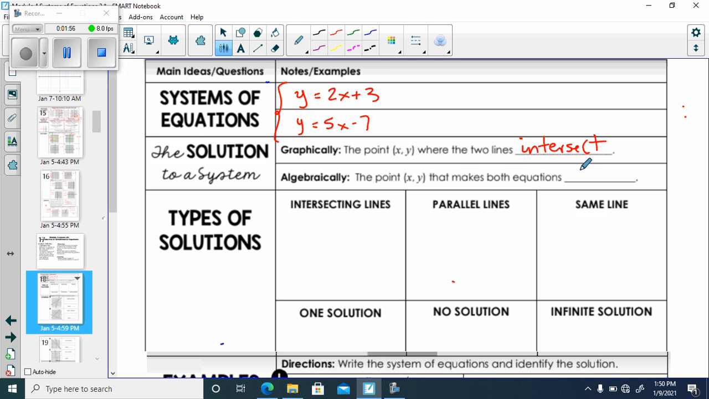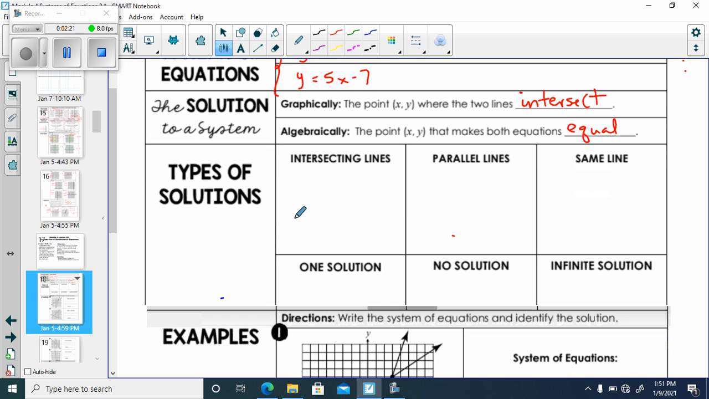Okay? Algebraically, the point, this x, y, where they intersect, is what makes both equations true, okay? Now let's look at this. If we have two lines that are intersecting, there's one point where they intersect. On a coordinate plane, that point can be found at x, y. If two lines intersect, there's one solution.